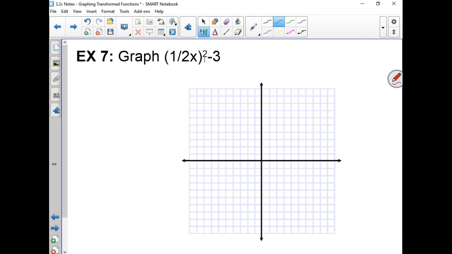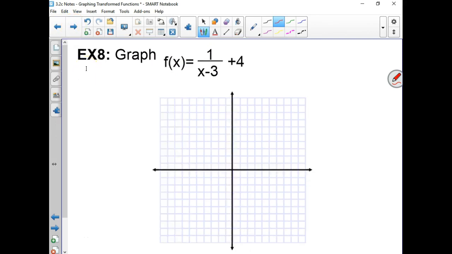It's a quadratic. It does have a horizontal expansion, but with horizontal expansions you're just going to multiply your x-coordinates by 2 there. So we've done several quadratics. I think you guys can probably do that one. Let's do 8 because for 8 we have not done a rational yet.